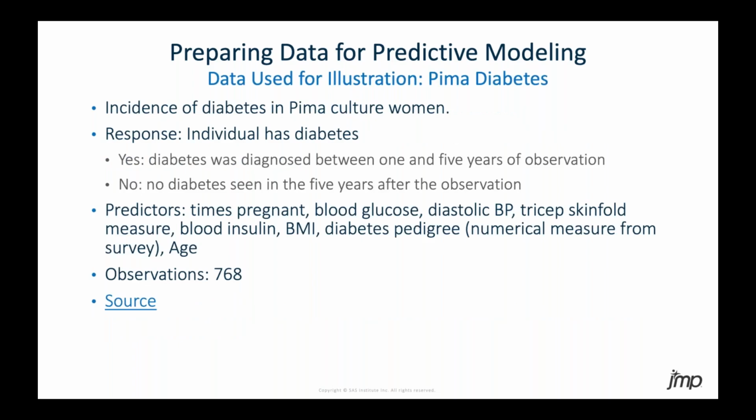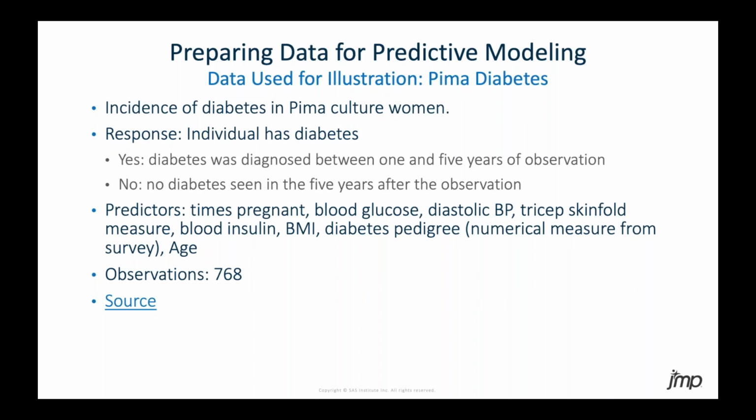All right, now I'm going to use 2 data sets for illustration. These are data sets that at one time had been available on the internet. I will provide sources where I can. The first one is a fairly famous data set. It's the incidence of diabetes in Pima culture women. As it turns out, there's a large proportion of women from the Pima culture who develop diabetes. So this has been a population that's very widely studied.